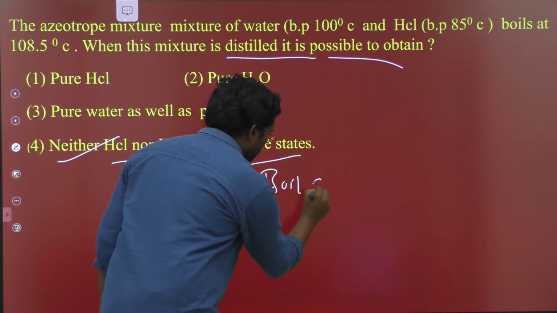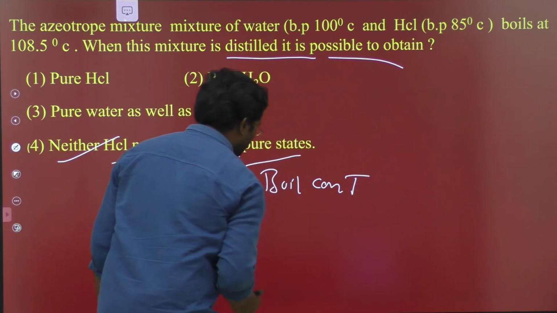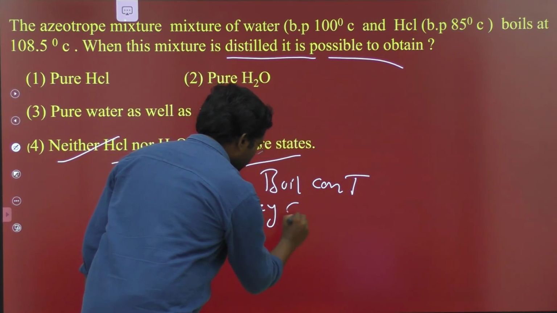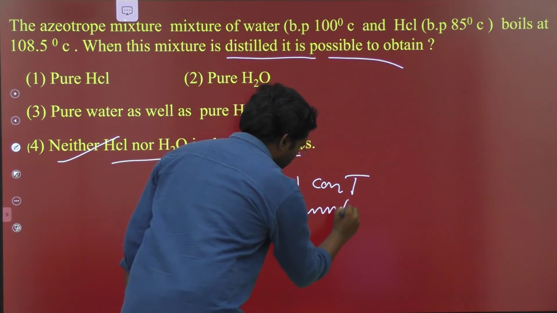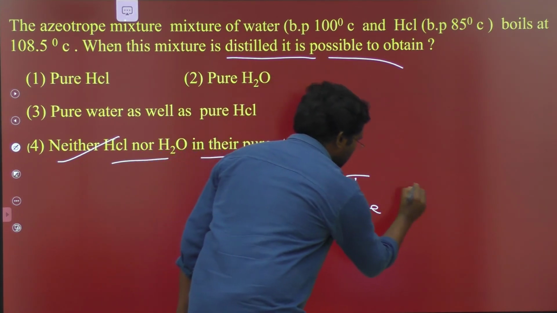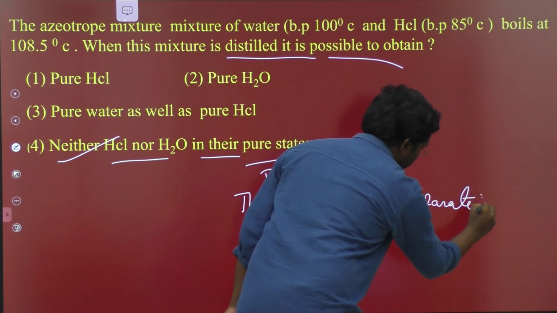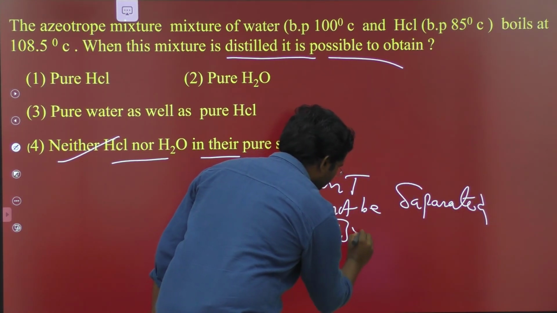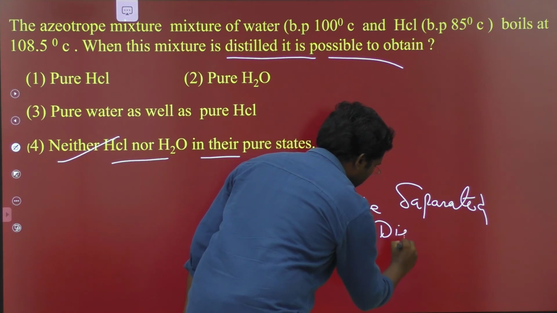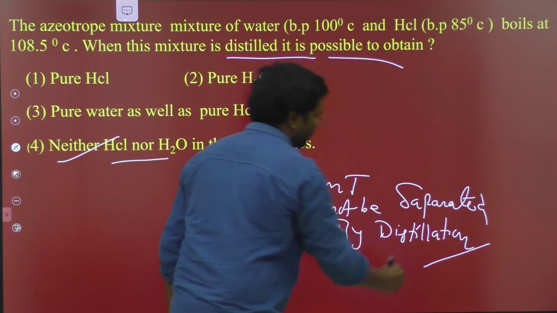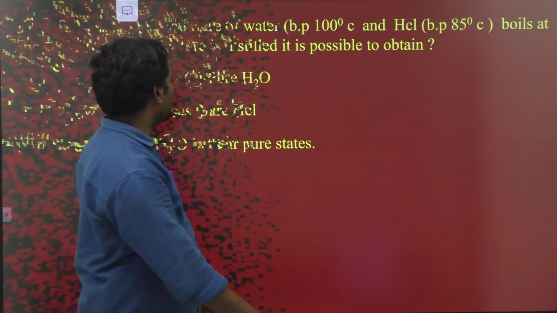Azeotropic mixtures boil at constant temperature. They cannot be separated by distillation.